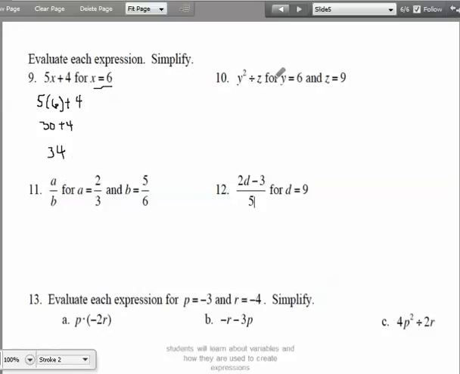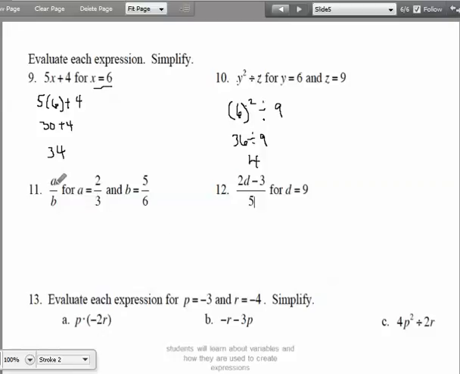Okay, let's come over here to this one. It says y squared divided by z, for y equals 6 and z equals 9. So I'm going to say parenthesis 6 parenthesis squared divided by 9. Well, 6 squared is 36 divided by 9. 36 divided by 9 is 4. You guys see how I'm doing that?